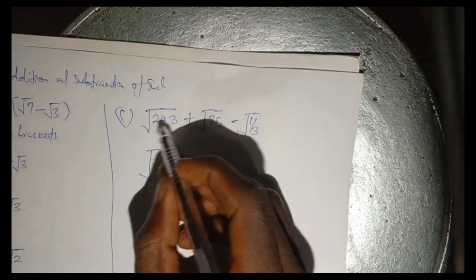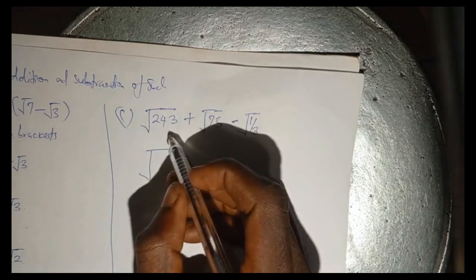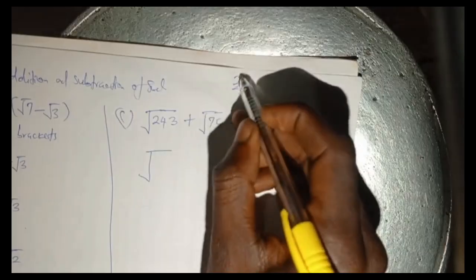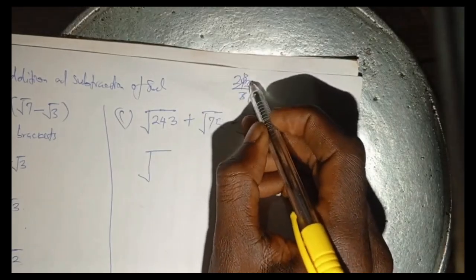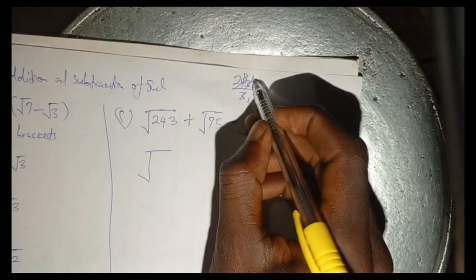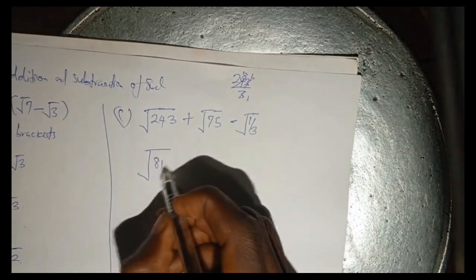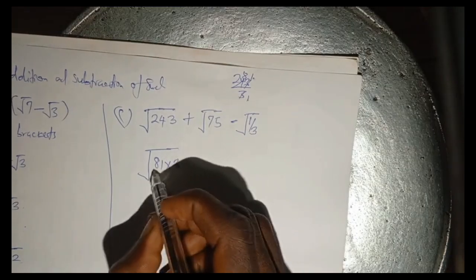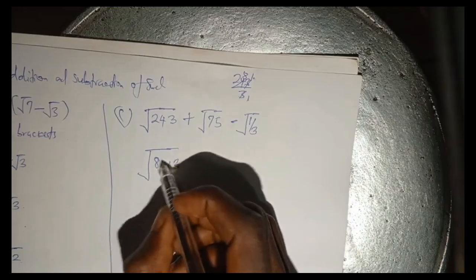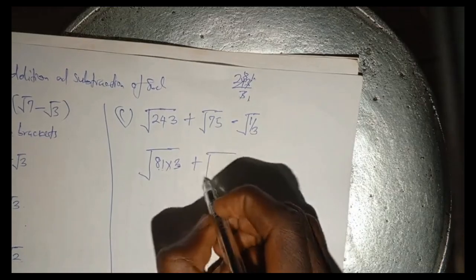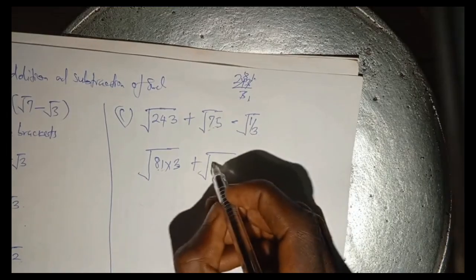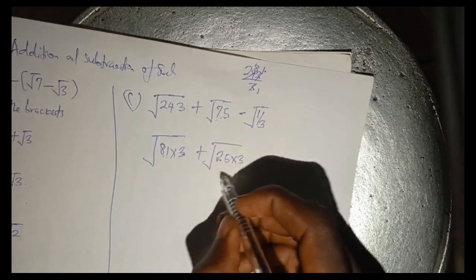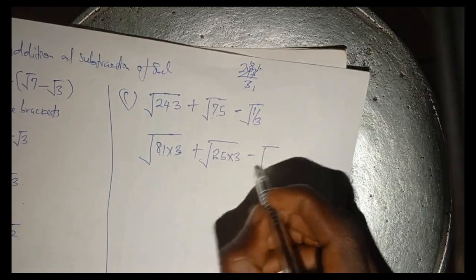Here, this 243 we are going to simplify because 3 can go into 243. Yes, 3 can go into 243 because 243 over 3: 3 into 24 is 8, 3 into 3 is 1, so 81. Therefore 81 times 3, and 81 is a rational number. So plus root 75 can be split into 25 times 3, and then minus root 1 over 3, right?